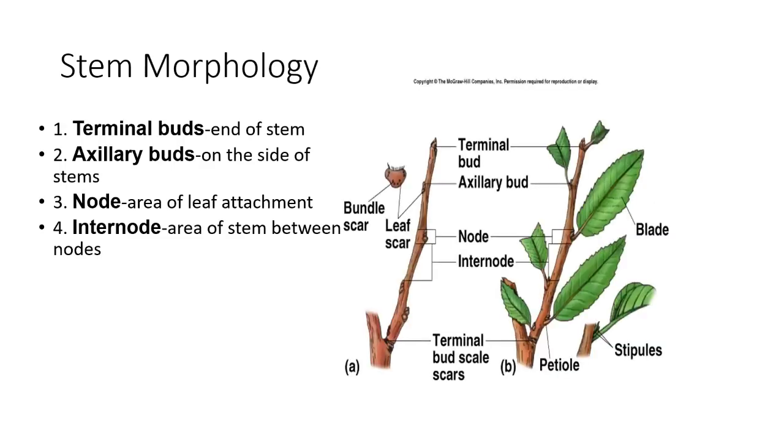All right, a little bit about some stem morphology. So these are the parts of a stem. The first thing is what we consider the terminal bud, and that's the top end of the stem.